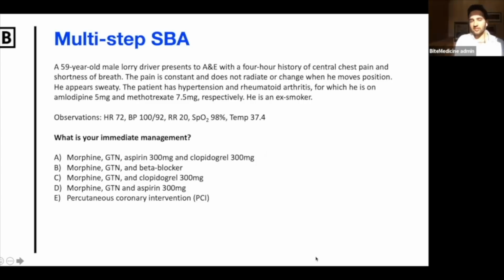This is your first example of what we call a multi-step SBA. What that means is you get the initial case and you work through the whole case from diagnosis, management, investigations, etc. And it gives you a really good holistic view of how to manage a patient with a condition, in this case, ACS. So what do we think our initial management is going to be? You see this patient, you think it's ACS, and what are you going to do? A, B, C, D, or E?